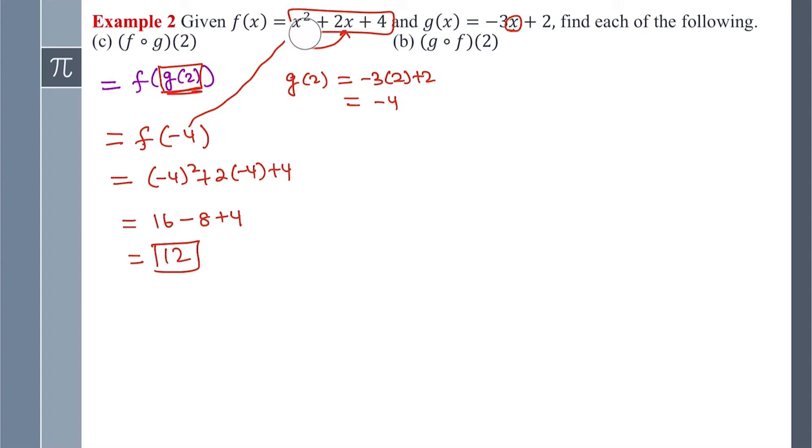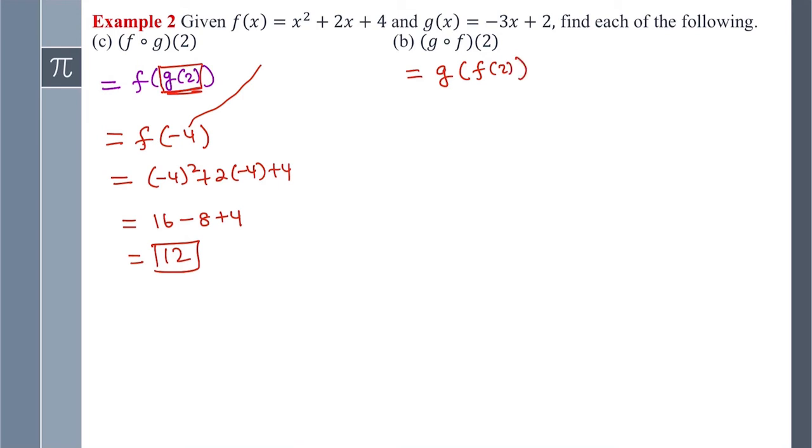Okay, now for this one, to find g of f of 2, we need to find f of 2 first. So let's go ahead and find f of 2. f of 2 means we'll take 2 and plug it in here in place of x. So 2 squared plus 2 times 2 plus 4, which is 4 plus 4 plus 4, which is 12. So f of 2 is 12.